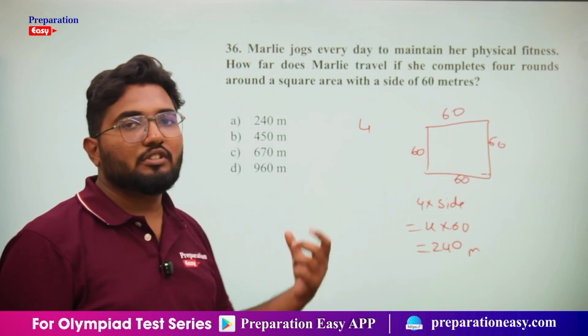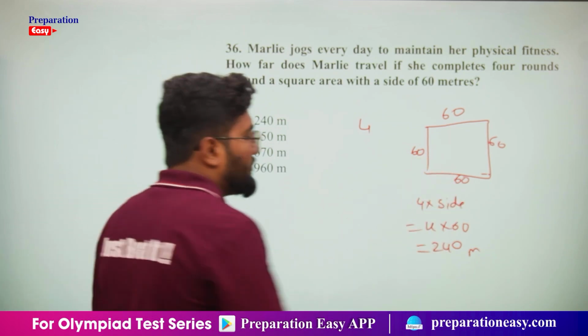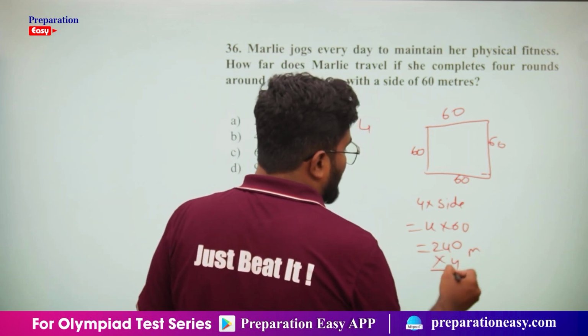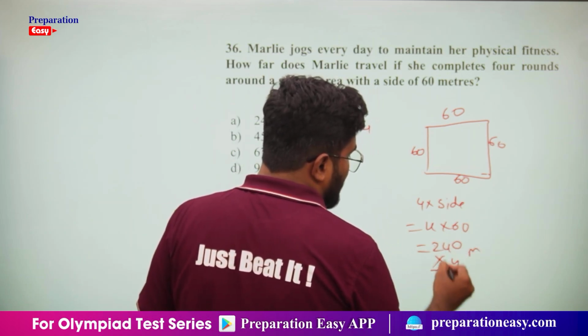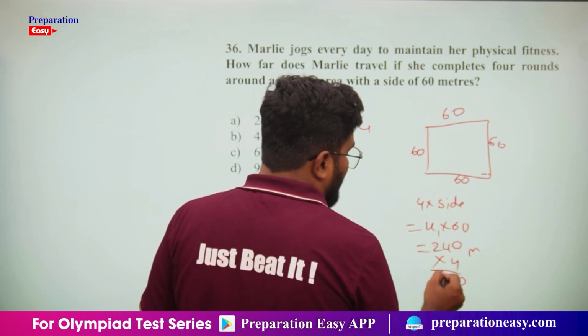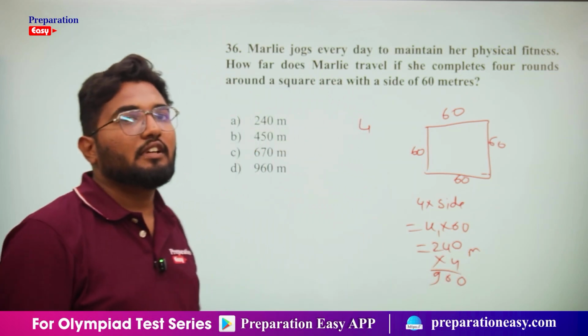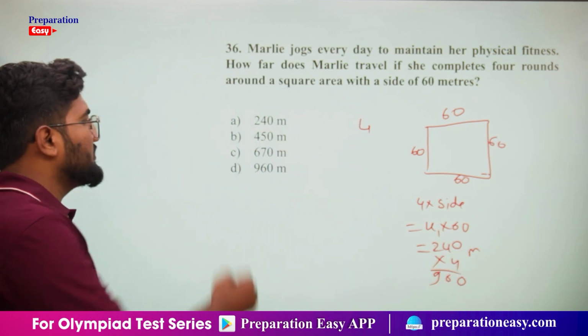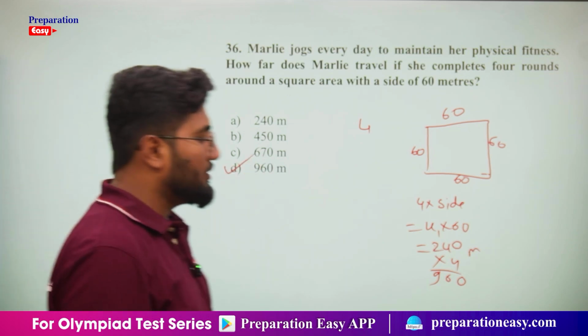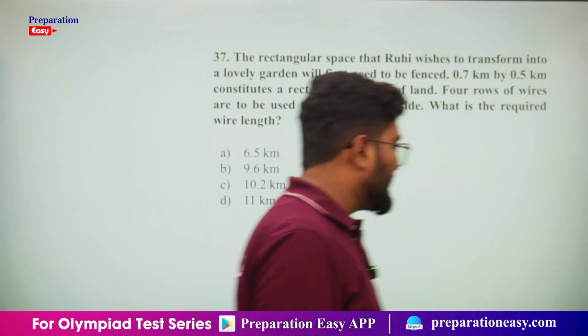Then how many rounds does she cover? She covers 4 rounds, so we multiply by 4. 4 times 0 is 0, 4 times 6 is 24, 4 times 2 is 8 plus 2 is 10. So the total distance she covered is 960 meters. Okay, moving towards the next question.